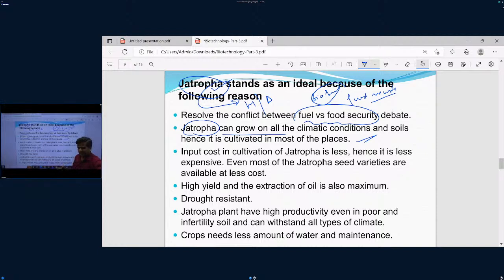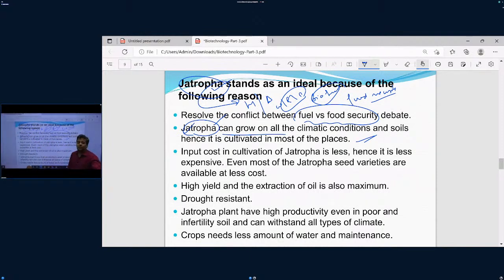Even in land with normal fertility, and even in barren, unfertile land, these crops can grow very effectively. And they do not depend on the climatic condition. For example, particular crops like wheat, rice, pulses only grow in a particular season. But these crops grow throughout the year.